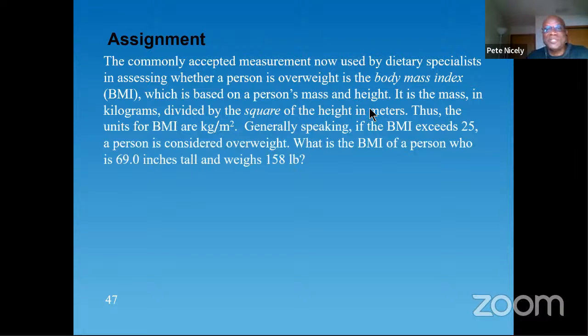Basically what you do is divide the mass expressed in kilograms by the square of the height of the person in meters. And the units, therefore, for BMI would be kilograms per meter squared. The general rule of thumb is that if the BMI exceeds 25, then the person is considered to be overweight. So the question is asking, what is the BMI of a person who is 69.0 inches tall and weighs 158 pounds?